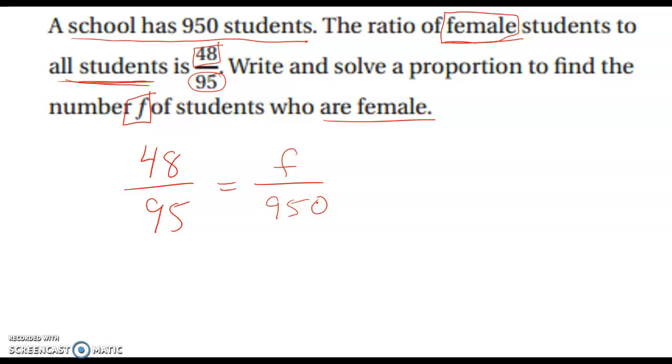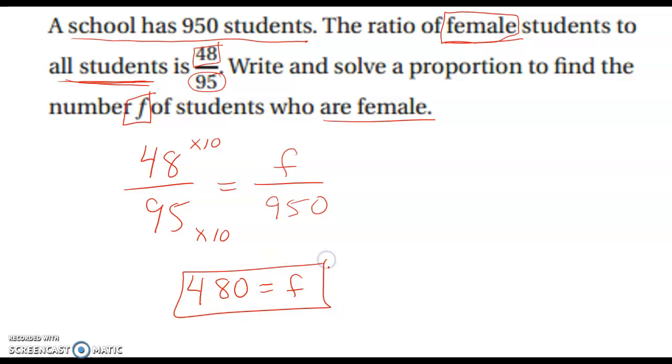Now this one you could actually use mental math. 95 times what is 950? You times that by 10. So I can go 48 times 10. So that means that there are 480 total female students. So mental math, I always try to see if I can do it because it's quicker. If not, I could do cross products and go 95 times F, and then do 48 times 950, and then divide. And you'd still get 480.